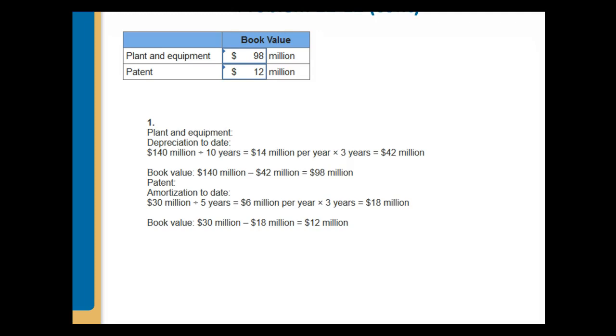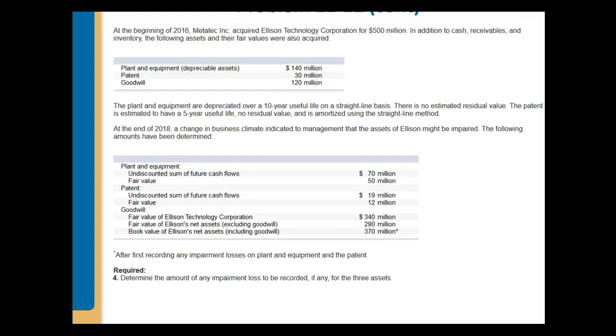For the patent, the amortization to date, $30 million, divide that by 5 years, is $6 million a year. We're at 3 years, so we've got $30 million minus our $18 million gives us a book value with the patent of $12 million. Now, we're going to determine the amount of any impairment loss to be recorded, if any.